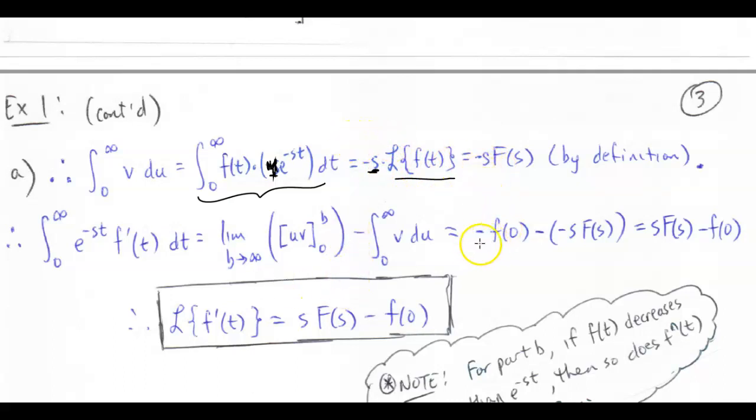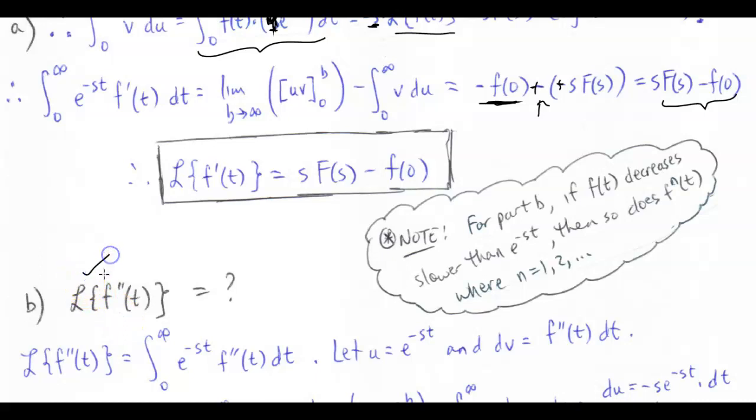So when we put those two things together, the first term was minus f sub 0 minus, and then a negative s times the Laplace transform of little f of t. Of course, these two things combine to be addition, and we have this formula here where the first derivative will be s times the Laplace transform of little f of t minus the constant f of 0.